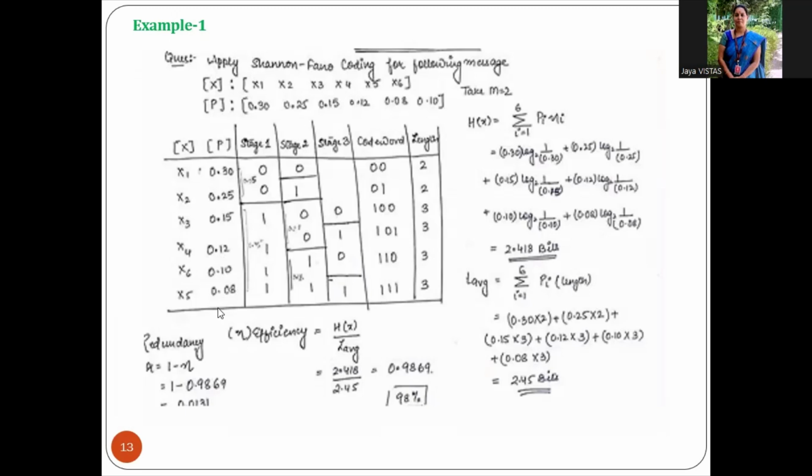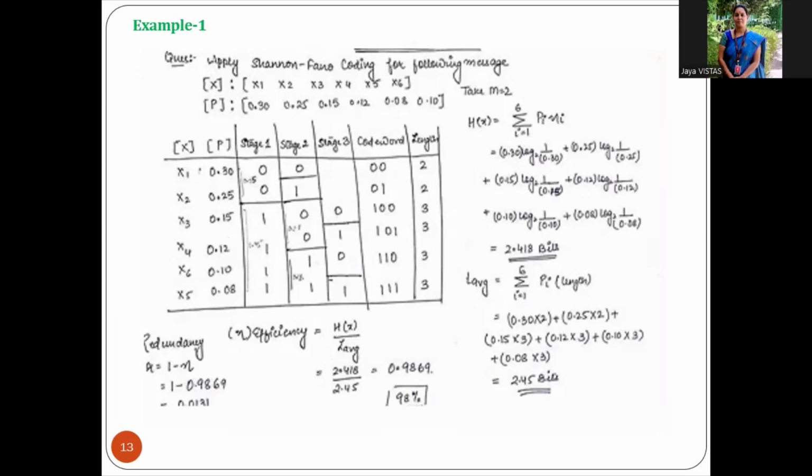The second step is to divide the total number of symbols into two groups, where the total probability of each group is nearly equal. So x1 and x2 are one group, and x3, x4, x6, x5 are the other group. The total probability of the first group is 0.30 plus 0.25, nearly 0.55. Adding x3, x4, x6 and x5, it is nearly 0.5. So it is almost equal, and we can separate the symbols into two groups: x1, x2 in one group, and x3, x4, x6, x5 in the other.